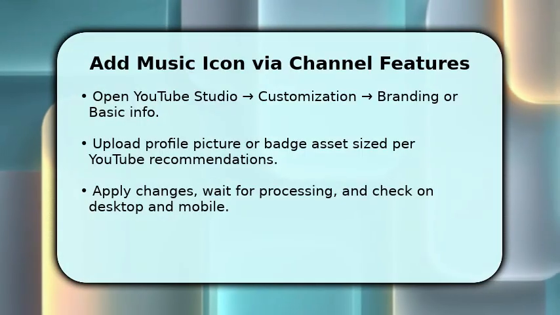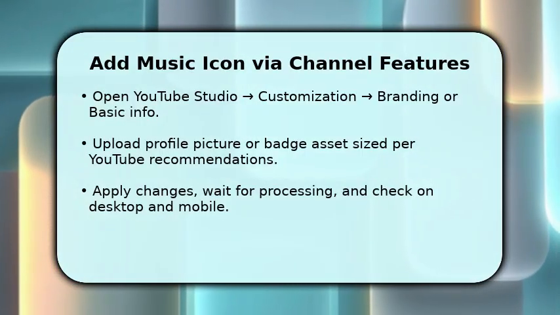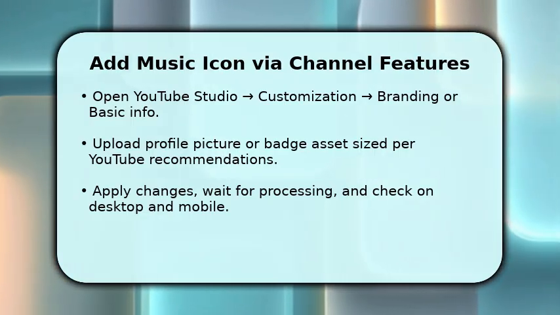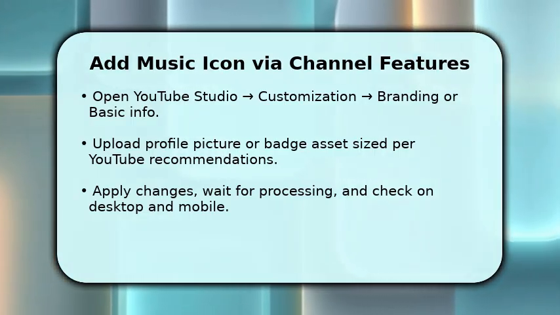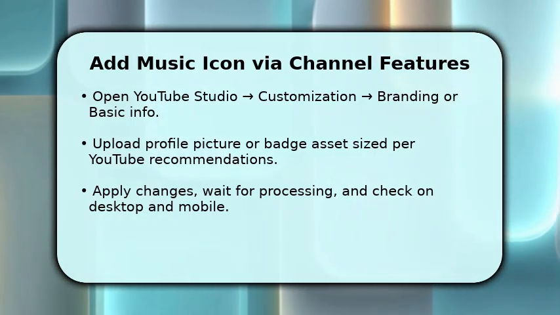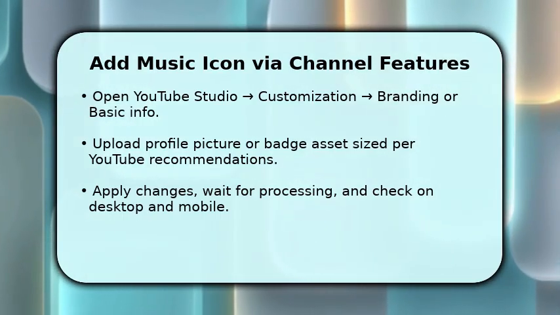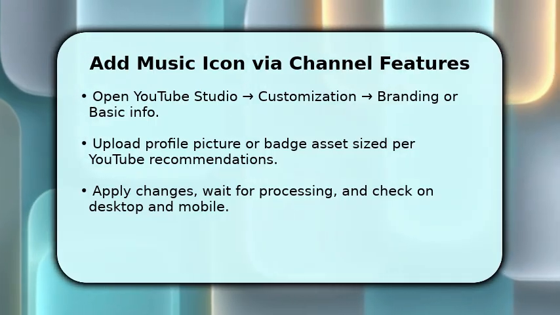Next, open YouTube Studio and navigate to Customization, then check Branding or Basic Info where channel icons and badges live. You upload the small music badge or choose a verified music partner option if available. Use YouTube's recommended dimensions so the asset isn't rejected.